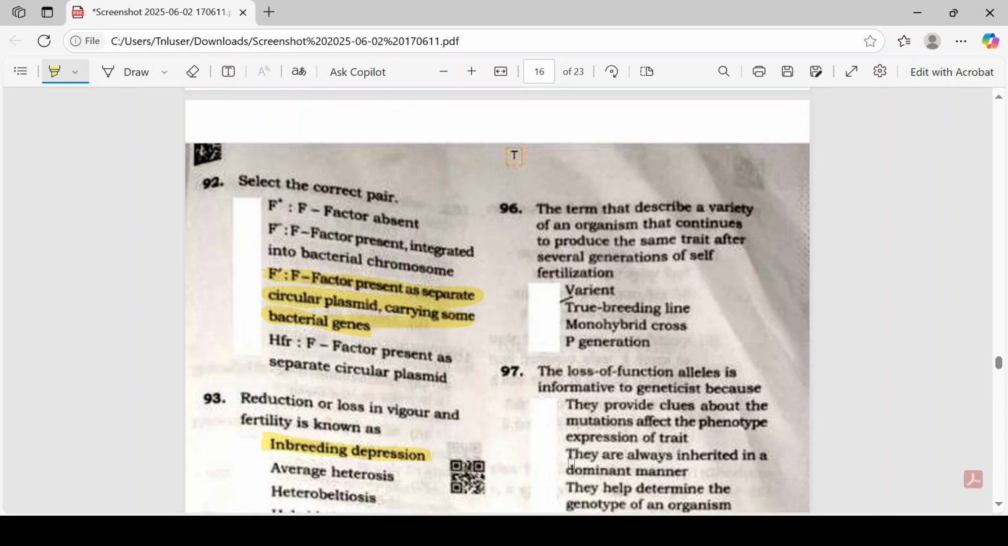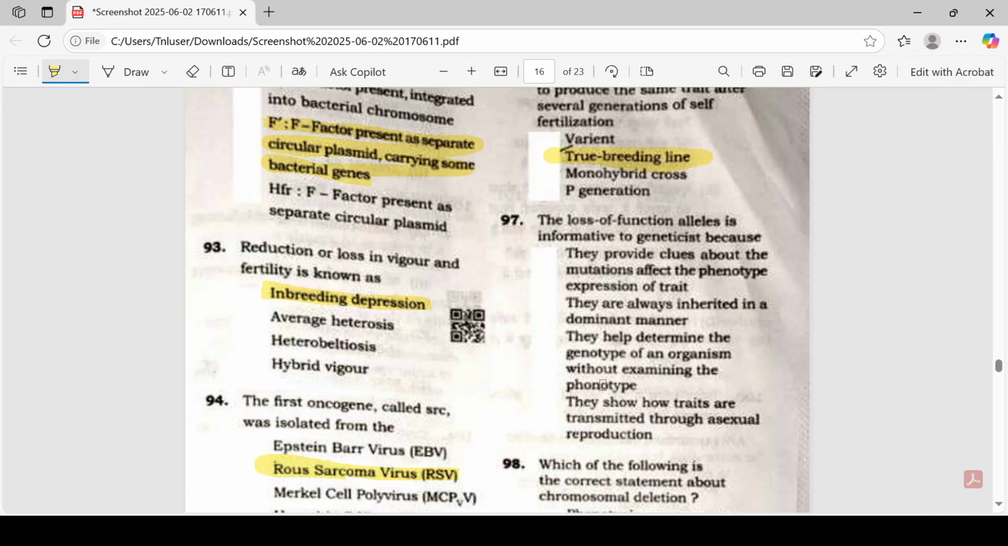Now, the term that describes a variety of an organism that continues to produce the same trait after several generations of self fertilization. The correct answer over here will be true breeding line. Okay, the loss of function alleles are informative to geneticists. Why? Because they provide clues about the mutations that affect the phenotype expression of the trait. So that is option A. Option A will be your correct answer.